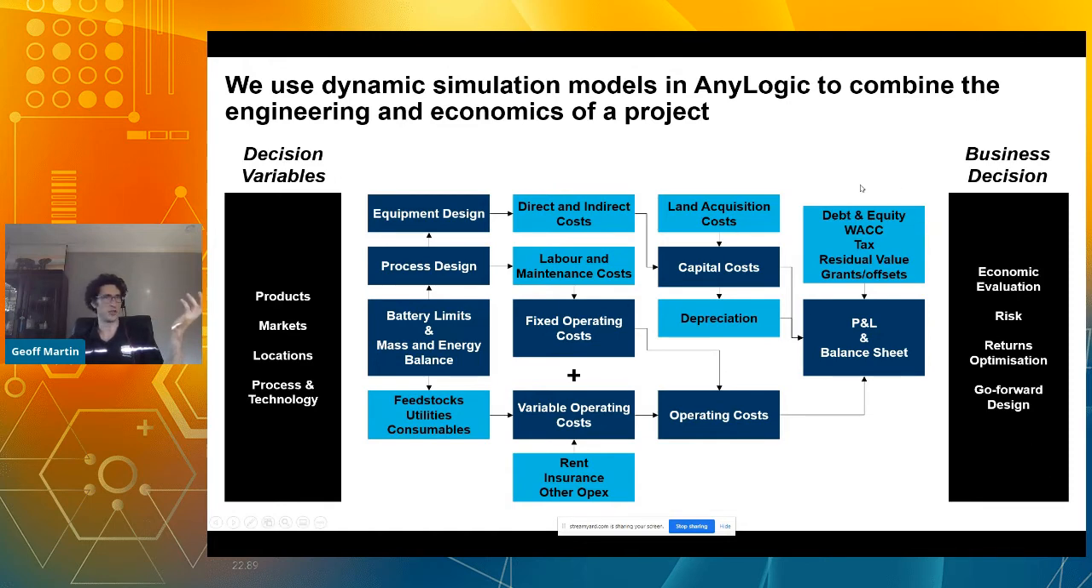So you've got your weighted average cost of capital, so you can actually take into account the time cost of money, and all the other things like what are the tax considerations, what's the value of the assets at the end of the project, and so on. Are there any grants and offsets you can take advantage of? And then at the end, you've got basically the economic evaluation of the whole project. You can capture the risk, and you've got the design that you're going to take forward to the next phase of the project, or it could get canned at that point.